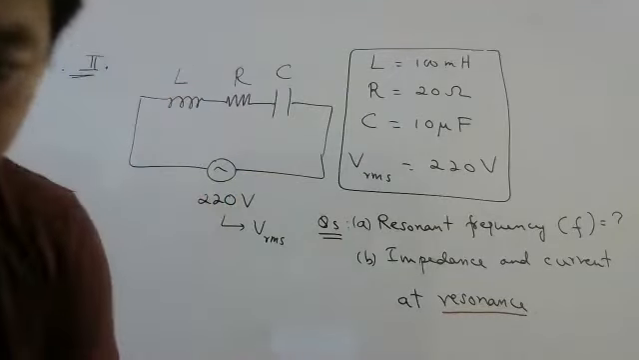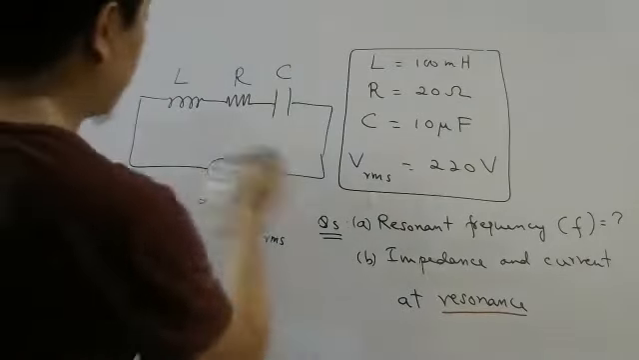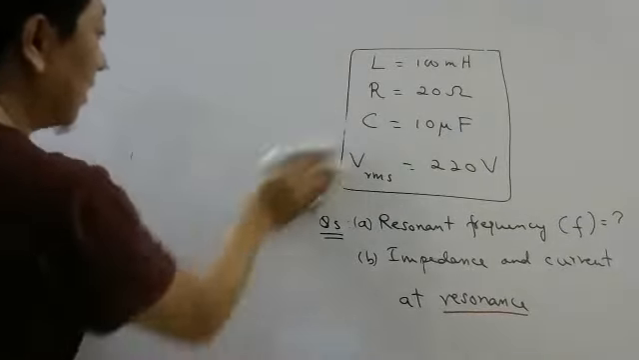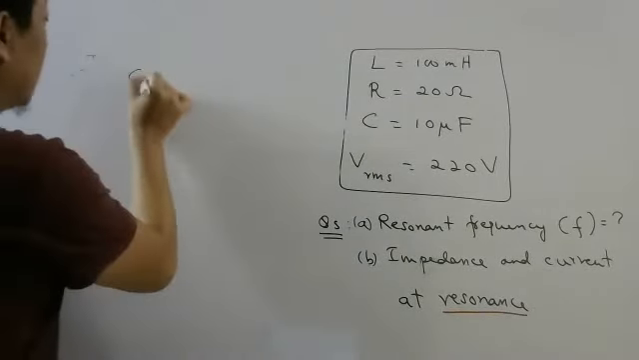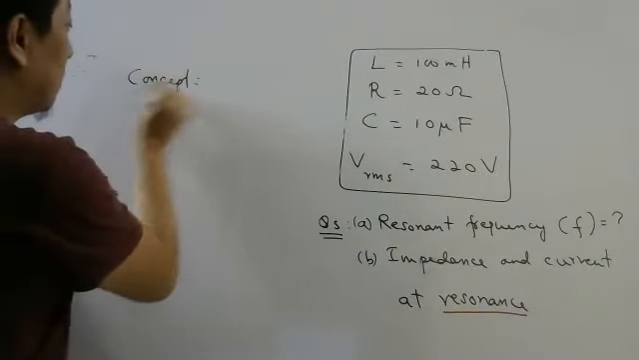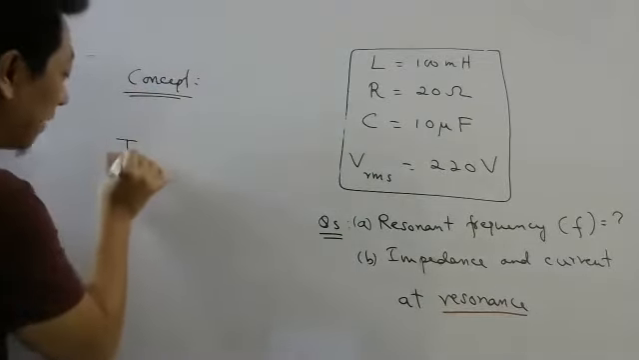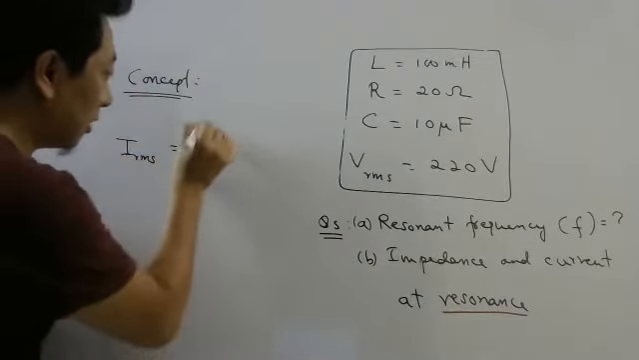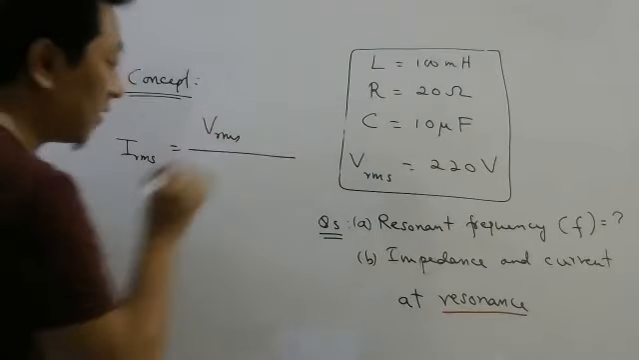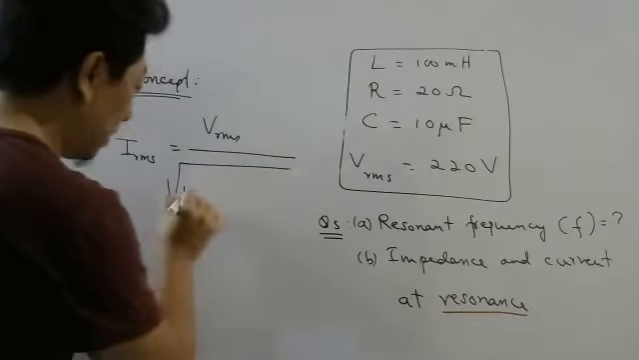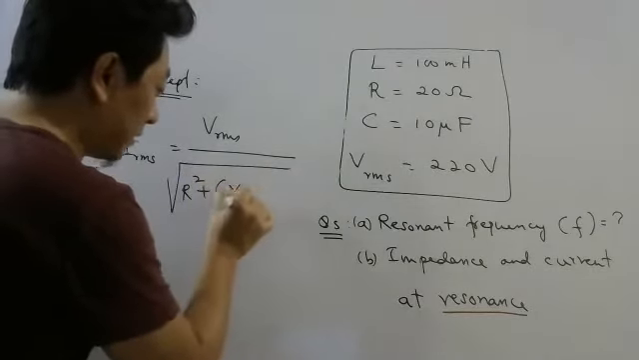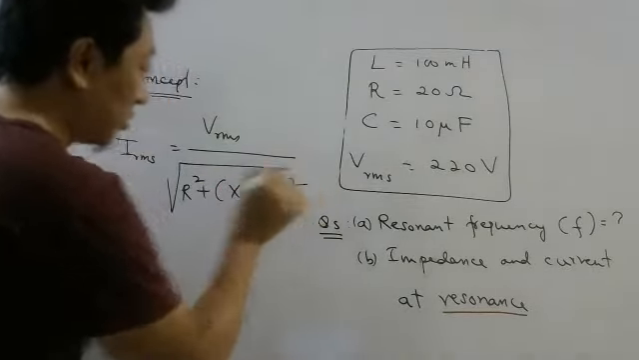Okay. So now let us see how to solve this. But before we solve this, let us try to remember, solve a concept. Let us see concept. So if you remember, we derived this formula, IRMS equal to VRMS divided by Z. And Z was how much? Root over R square plus XL minus XC whole square.